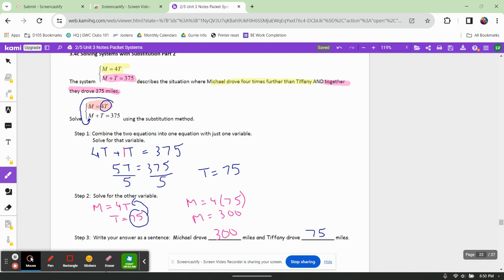Now if we go back, we can double check it. 300 plus 75 is 375, which is the answer to our second equation.